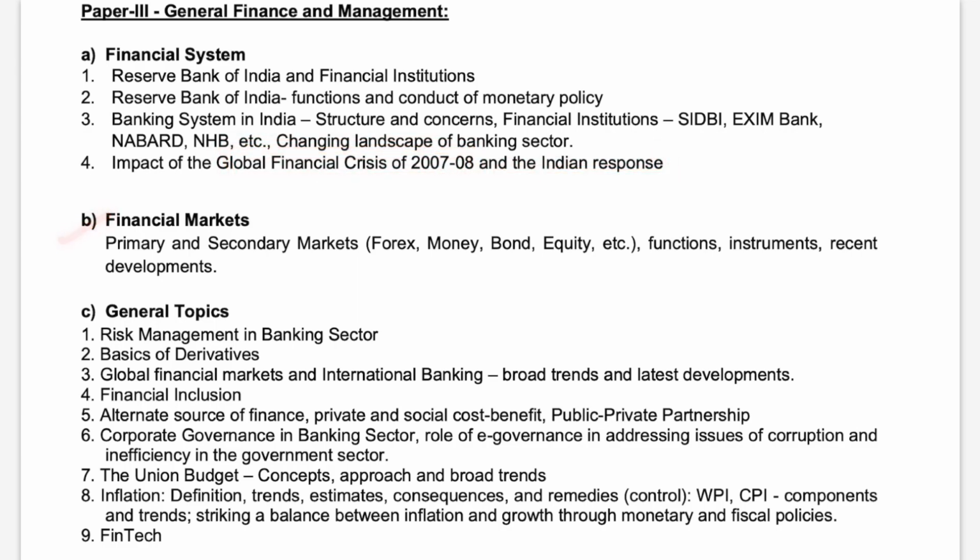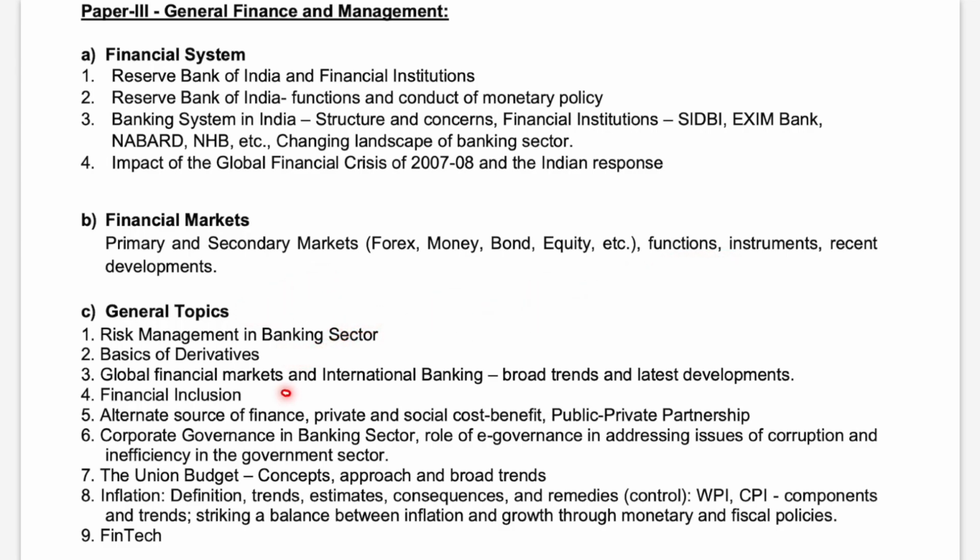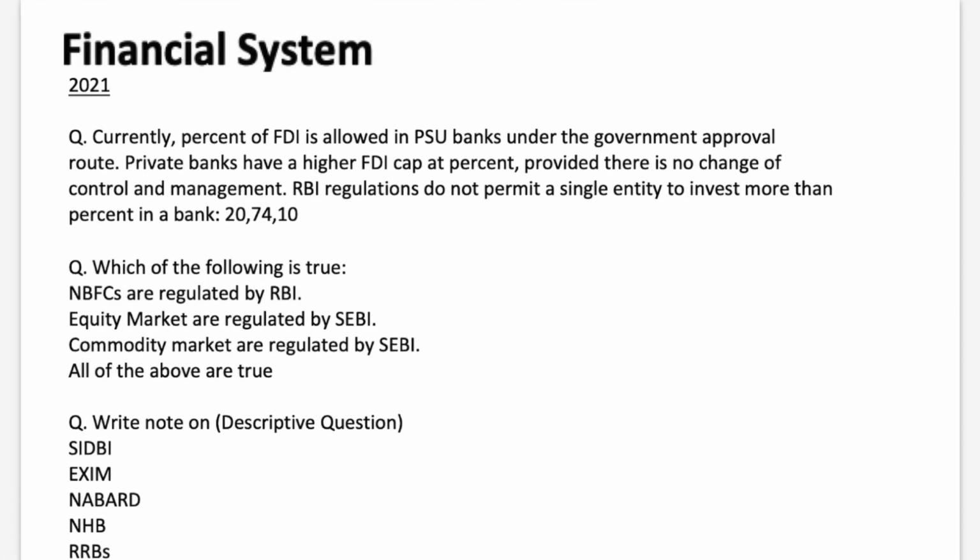In the B part, there is financial markets, which consists of primary and secondary markets, forex, money, bond, equity, etc., and the recent developments in them. Then there are some general topics like risk management in the banking sector, like Basel III norms, the basics of derivatives, global financial markets, financial inclusion, alternate sources of finance, corporate governance in the banking sector, the union budget, inflation, and fintech. So let's start with the financial system and see the questions asked from it.